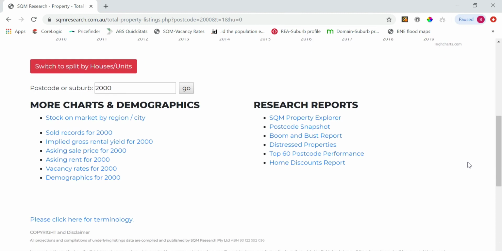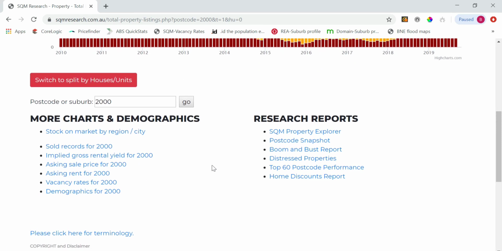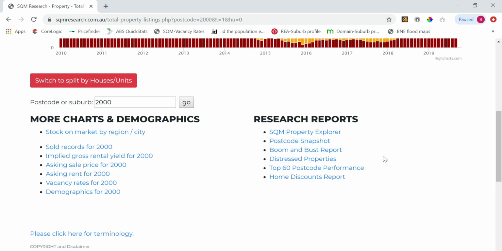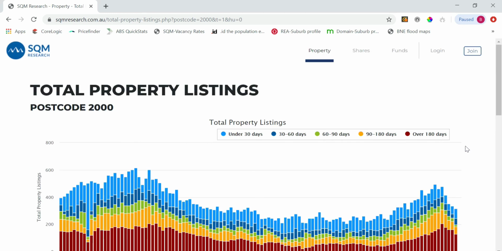So look, SQM provides some awesome information here. You can click in here to get some more backup information. There are some paid reports and stuff that you can certainly access, and in fact I'd advise getting onto their mailing list as well. I think from memory it comes out every Monday, and that's some really good information as well. So look, that's the property side of the information, or the free property side at SQM Research. I hope that helps.